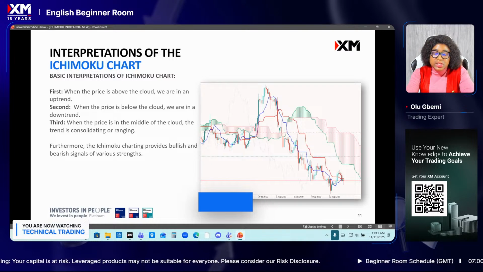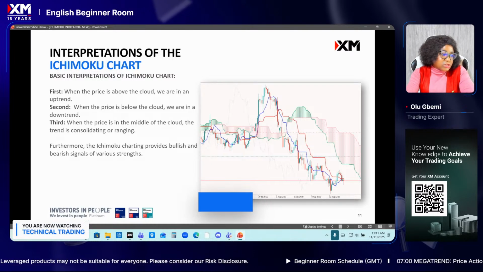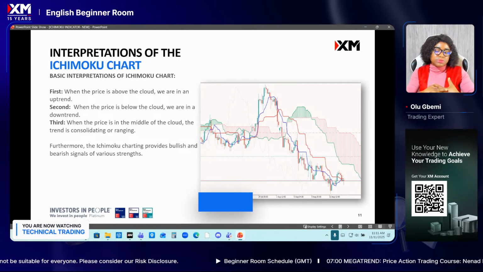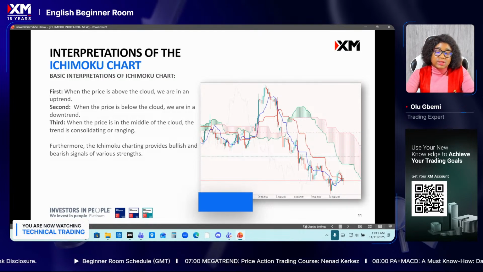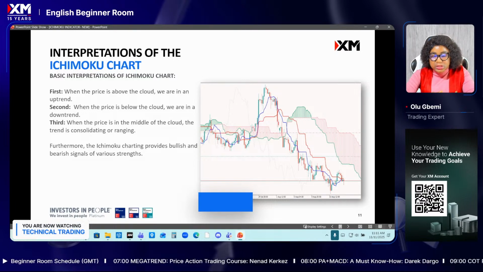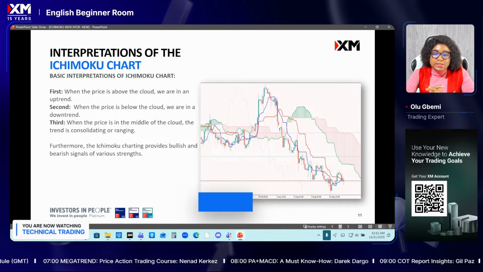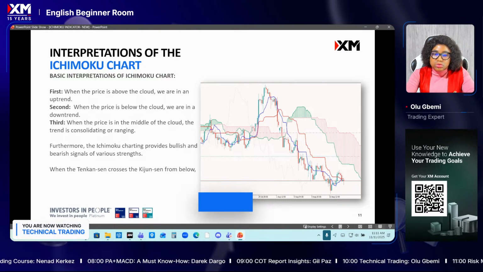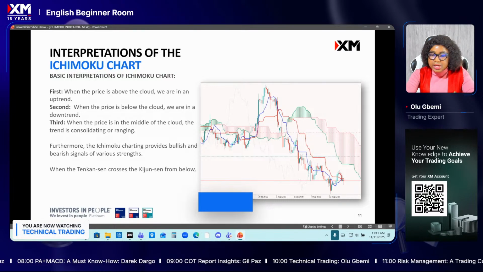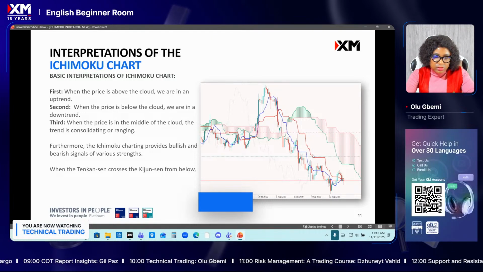Now, this charting method provides bullish and bearish signals of different strength levels. So you may be able to tell that this bullish trend I am seeing is a strong one, or it's not so strong, and there's a possibility of a change in trends, by looking at how the cloud is formed. Another thing you want to know is the lines: the Tenkan-sen, which is a conversion line, and the baseline known as the Kijun-sen.